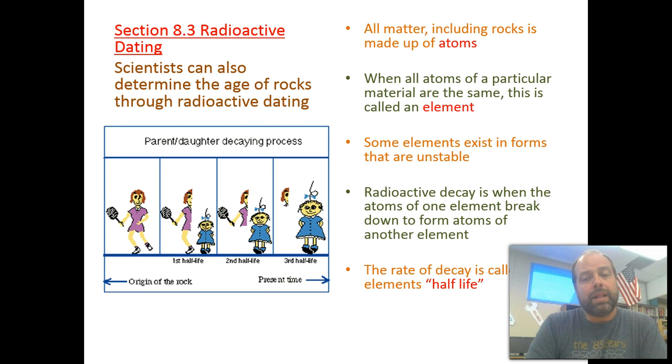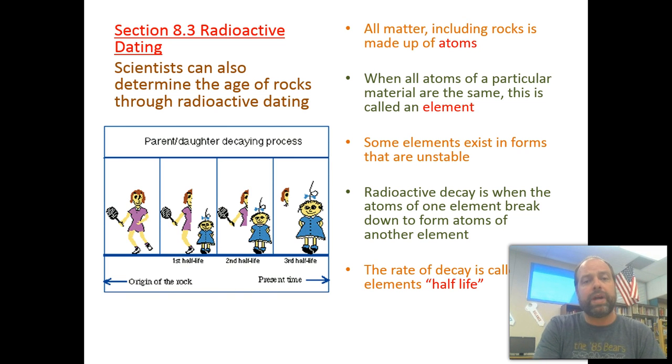Now, some elements are what we call radioactive, and radioactive elements are very unstable. They give off radiation, and this radiation is usually in the form of heat, and as it gives off radiation, the radioactive element changes. So something like uranium would change into lead, and of course this takes a long period of time. So this is the backbone of radioactive dating.